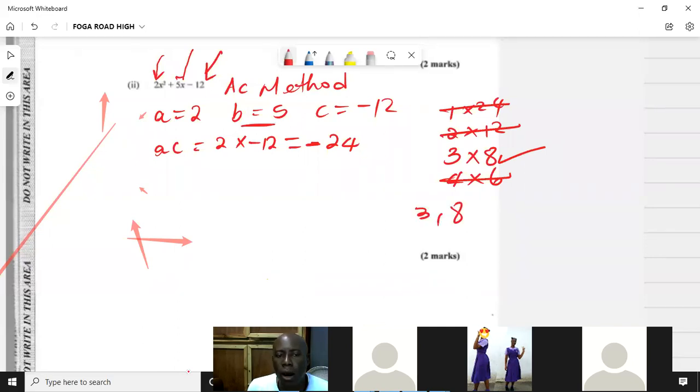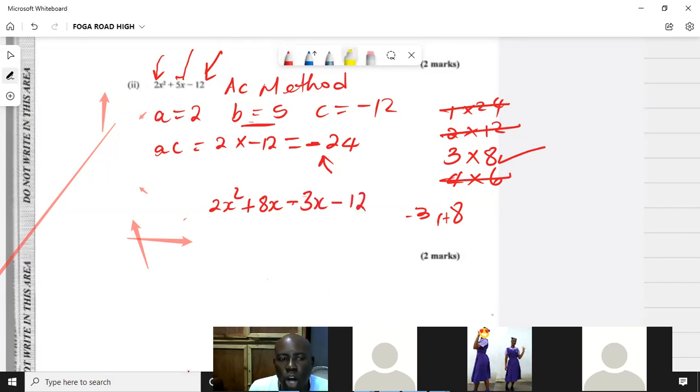Now, remember, when your AC is negative, like -24, one of your numbers will be positive and one will be negative. Let the bigger one take any sign B has. B is positive right now, so 8 is positive, 3 is negative. And that's the way to go. Let us plug them in. 2x squared plus 8x minus 3x minus 12.